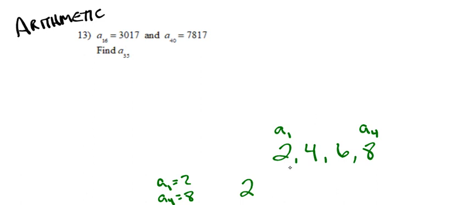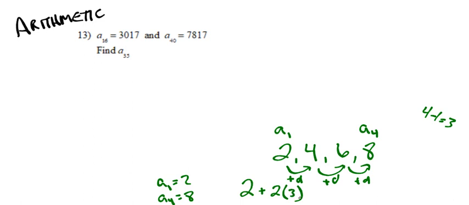And here's what you need to look at. Okay? I added a common difference. I added another common difference. I added another common difference. How many common differences did it take to get from term 1 to term 4? It took 3. 4 minus 1 is 3. Okay, so I would take my 2 and I would add, what's the common difference? It's 2 times 3. 2 plus 6 is 8.